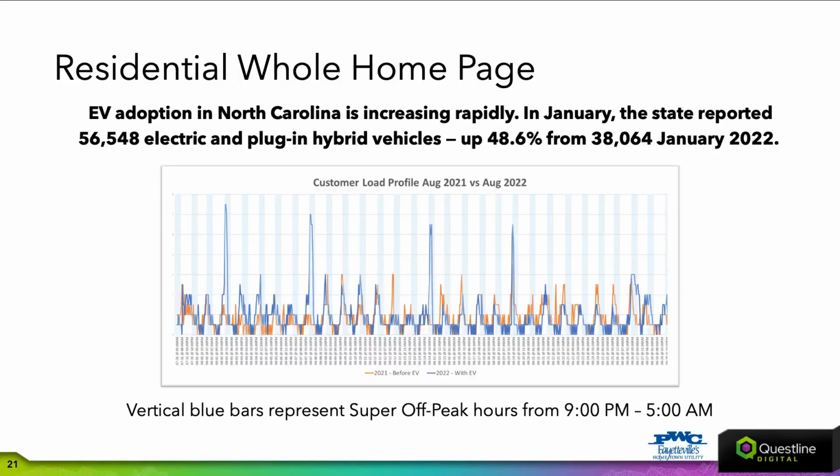Now, with the whole home rate, with the adoption or inflection of EV owners, we felt it necessary to offer something. So as mentioned, there's a super off-peak time from 9 p.m. until 5 a.m., and this is every day. Customers who opt into this rate have the opportunity to save 40 to 47% on their rate.